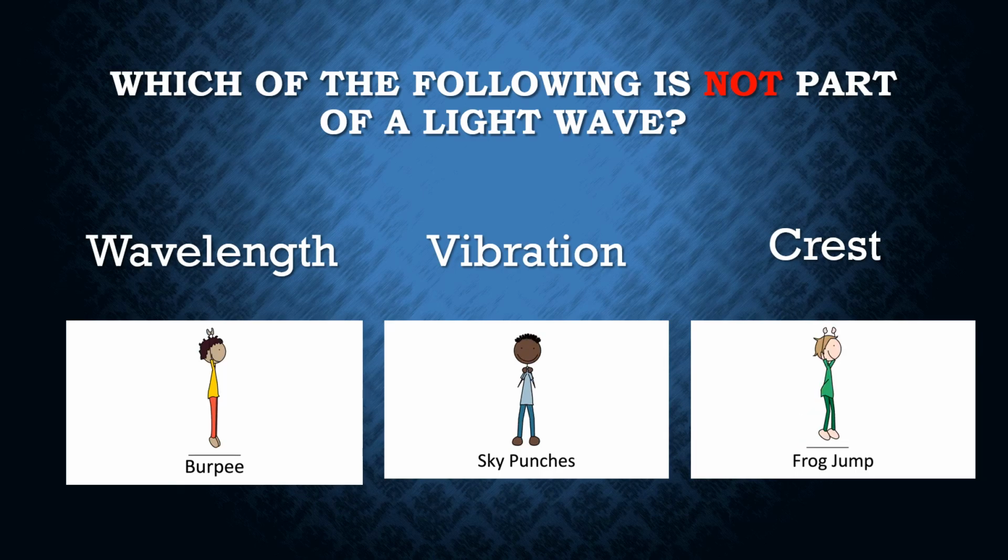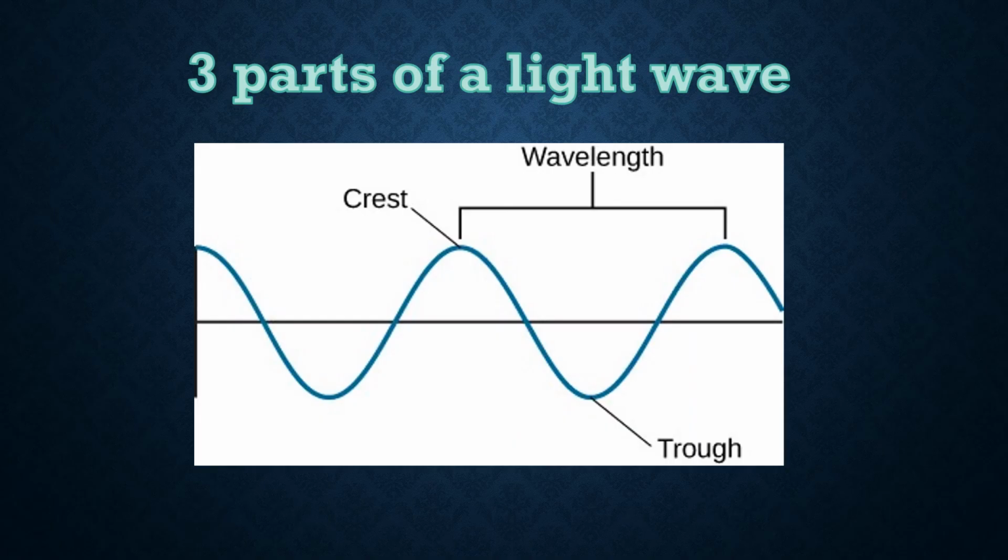And stop. Let's see what the correct answer is. The correct answer is vibration. That is not part of a light wave. The three parts of a light wave are the crest, the wavelength, and the trough.